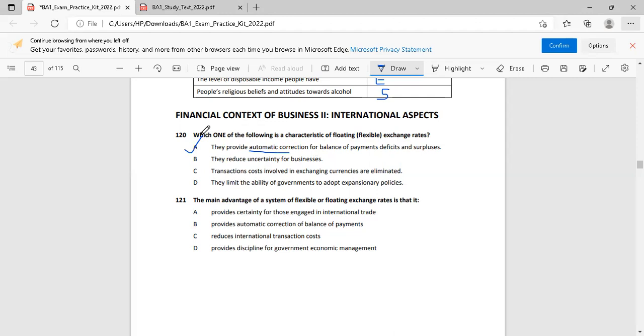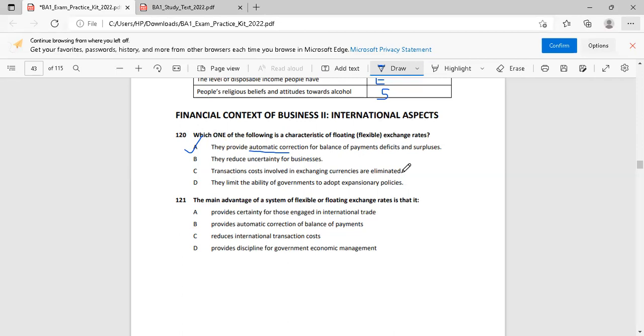See, reducing uncertainty is not an attribute at all. Transaction costs involved in exchanging currencies are eliminated. This is in a single currency zone, not here as part of flexible exchange rate. They limit the ability of government to adopt expansionary policies. Here, the government is not intervening into the prices, but it is not limiting the ability. So there is no obligation on the side of the government to not intervene.